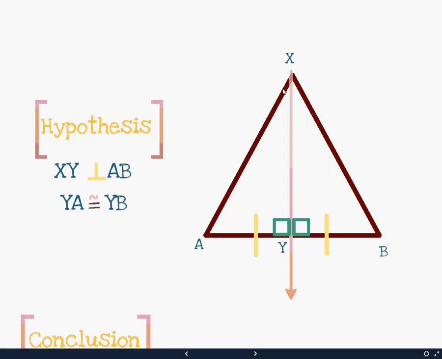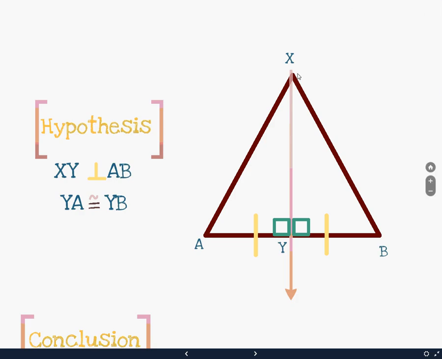If you see here, this ray, it's technically a ray, ray XY, when it hits segment AB, first of all, it forms 90-degree angles, so it's perpendicular. Secondly, it makes two congruent segments, which means it's hitting the midpoint, which is Y. So that means that point X is sitting on a perpendicular bisector. So XY and AB are perpendicular, and it's also bisecting it, which means YA is congruent to YB.